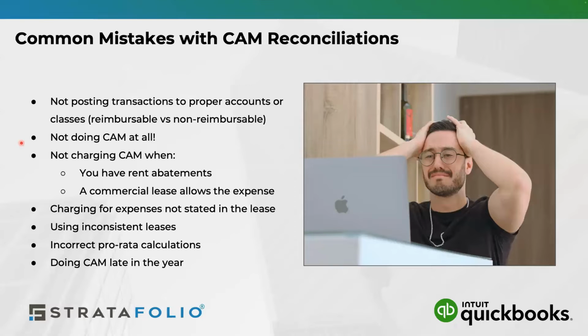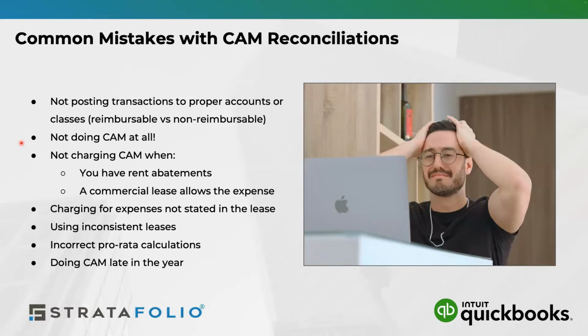Using inconsistent leases tends to be an issue because the more consistent, the more you know what's going to be charged. The tenant knows what's going to be charged, and it saves a lot of time and money. And then incorrect pro rata calculations. Lawyers tend to round on leases and don't use the exact amounts. This causes a lot of headache in the end, especially if it's more than 100% or less than 100%. If you're using calculations that don't equal 100% of the pro rata share, again, you're leaving money on the table.